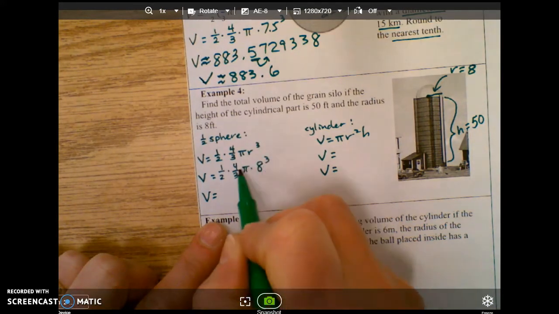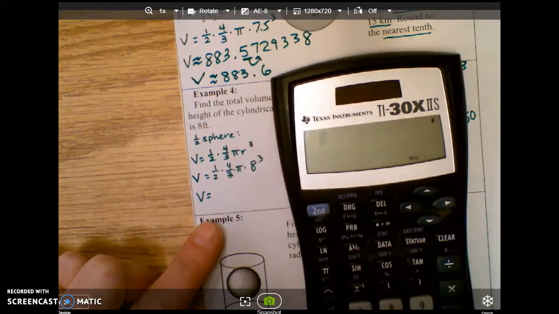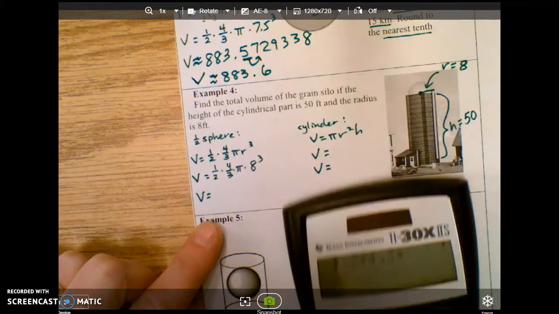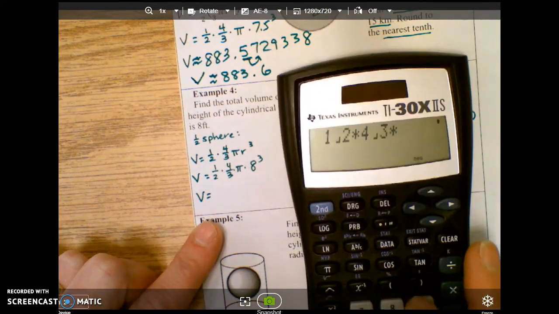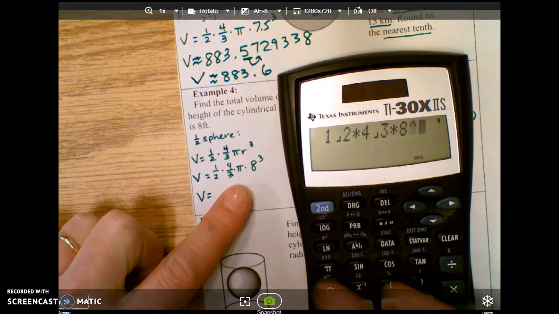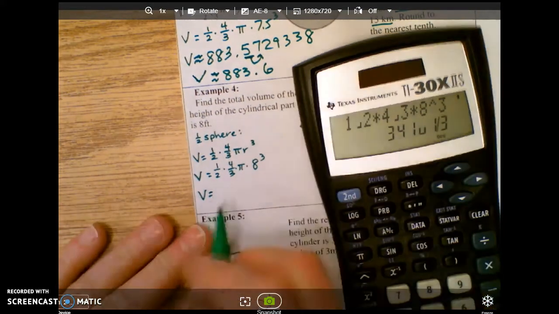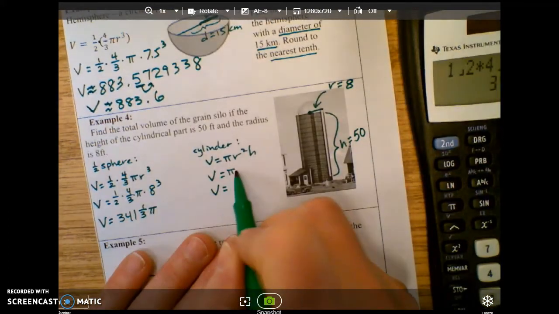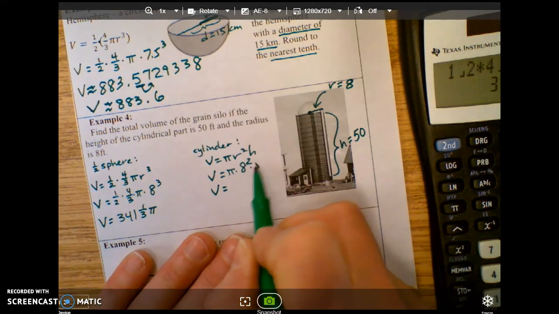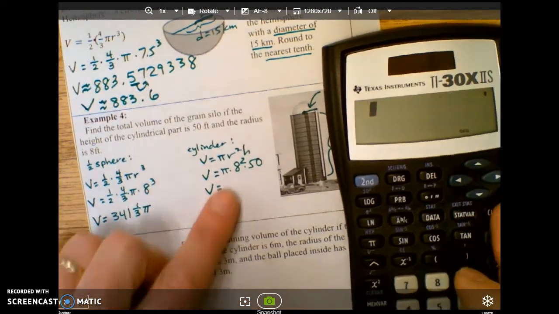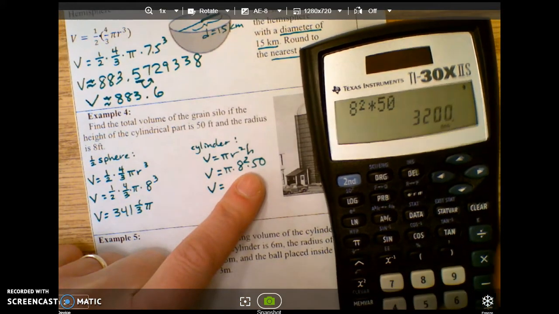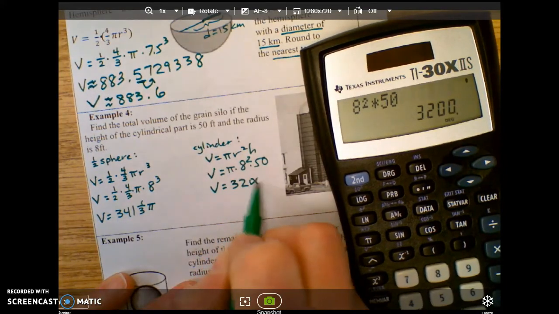And as long as we're careful, we can put all this in. There's our 1/2 times our 4/3. I think we can leave this in terms of pi, so let's go ahead and just put in our 8 to the 3rd power next. And I got 341 1/3 pi. And then on this side, let's see, I've got pi, I've got my radius, and I've got the height of the cylinder, and I'm not going to put in pi because I just want it in terms of pi, so 8 squared times 50. I've got 3,200 pi.